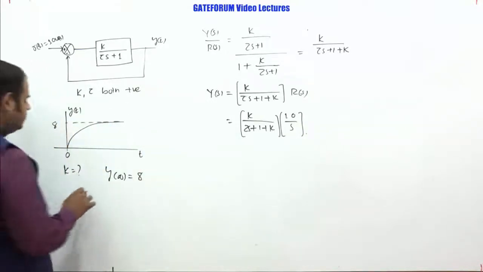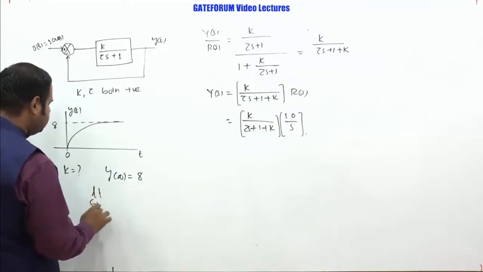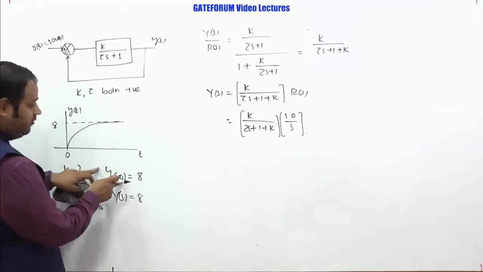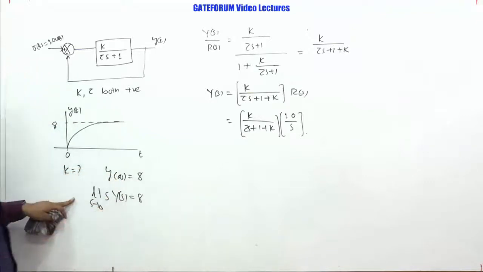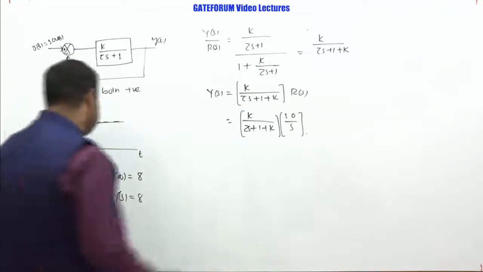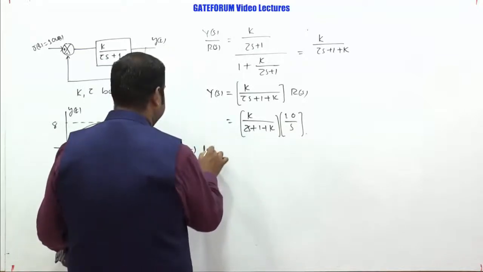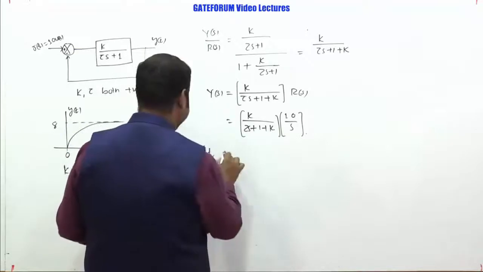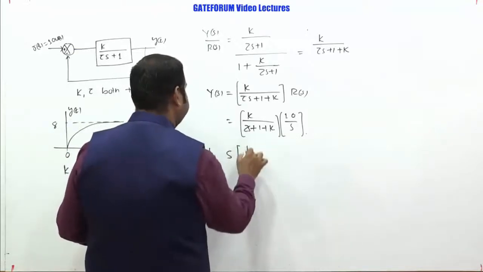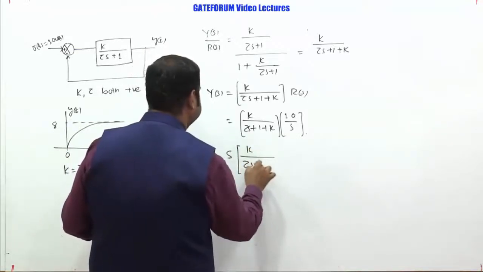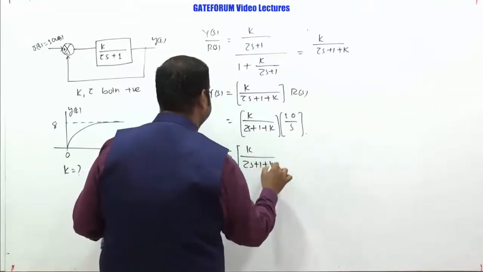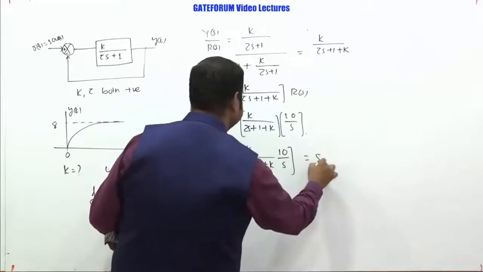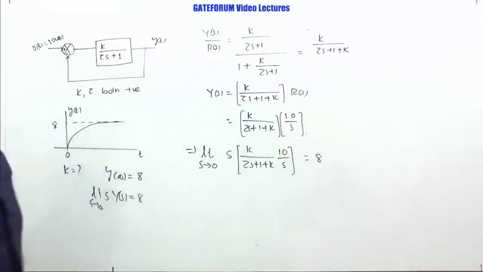Now by the final value theorem, the limit as s tends to 0 of s times Y(s) should be equal to 8, right? Because this information is equivalent to that information based on the final value theorem. So this implies the limit as s tends to 0 of s times Y(s), and this is Y(s), K/(tau s+1+K) into 10/s. This should be equated to 8, and by simplifying this we should get the value of K.